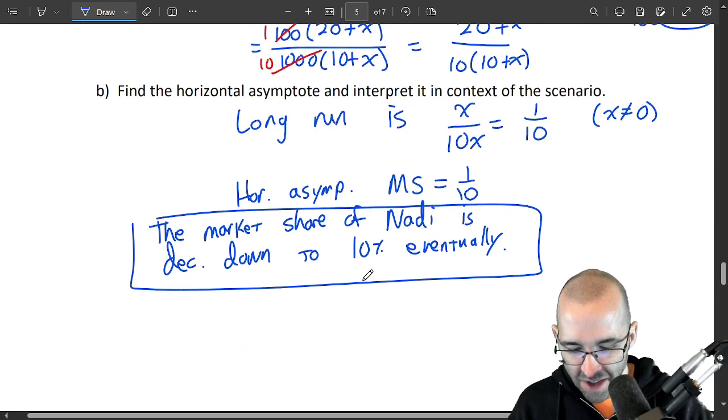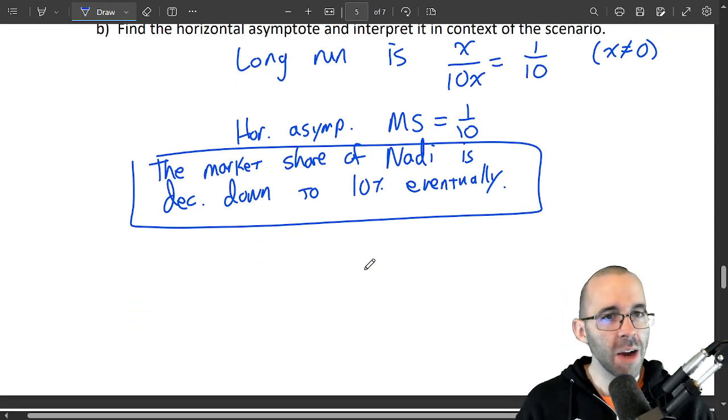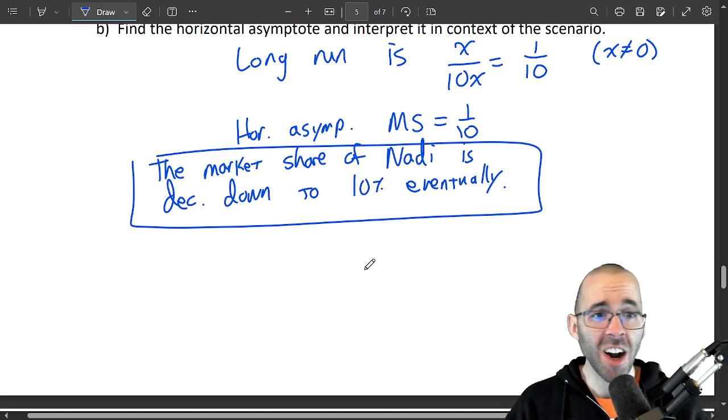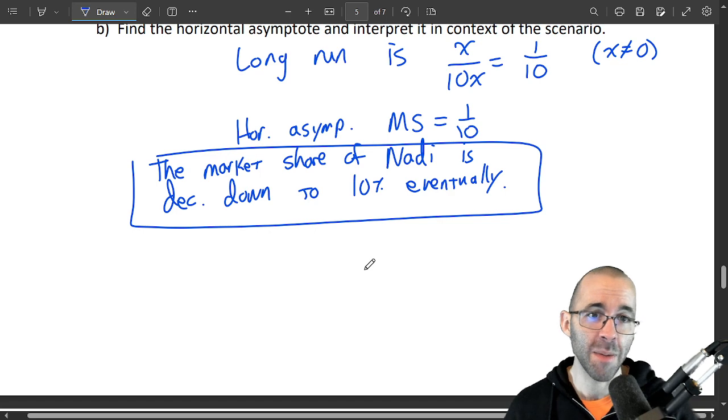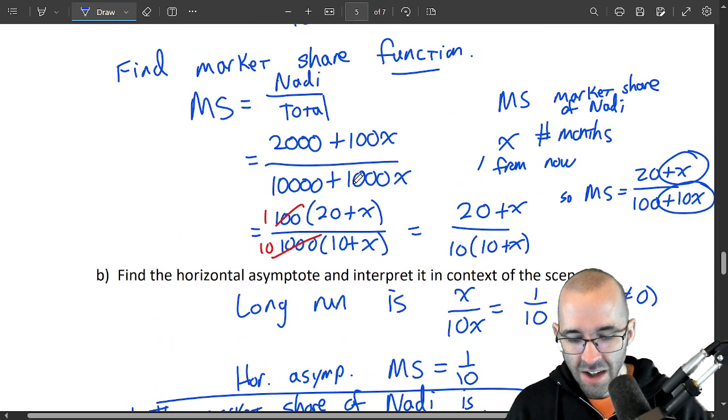All right, so that's a cool problem where we can apply rational functions. We did average cost as an application of rational functions. Market share is another really good application of rational functions.